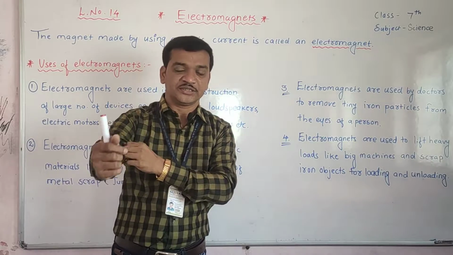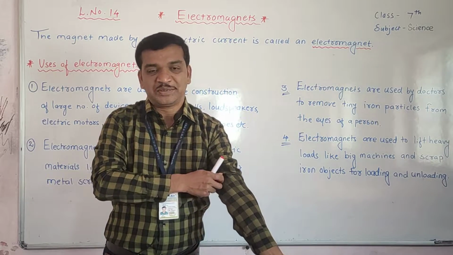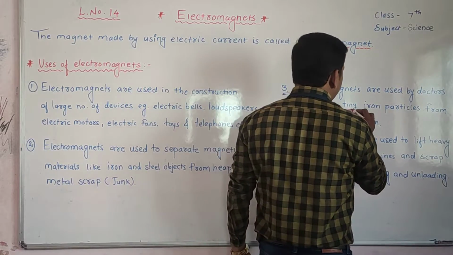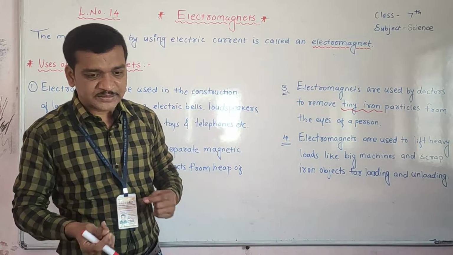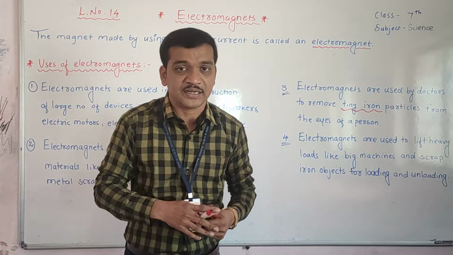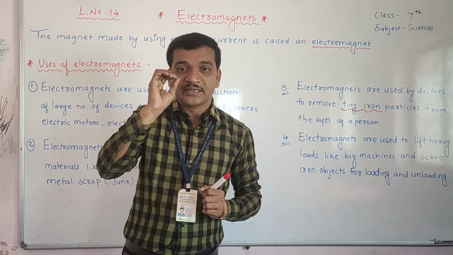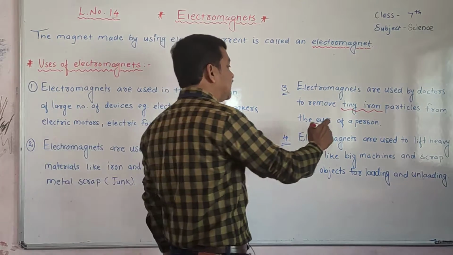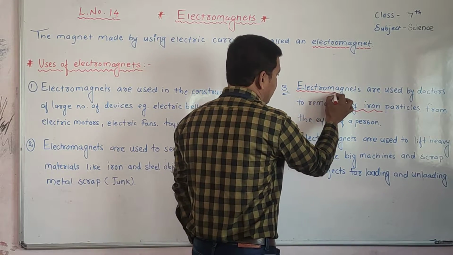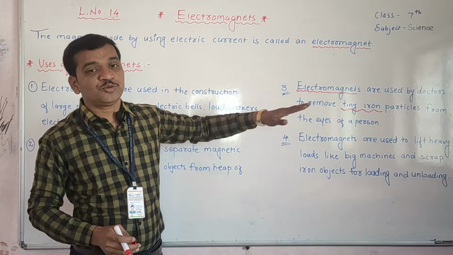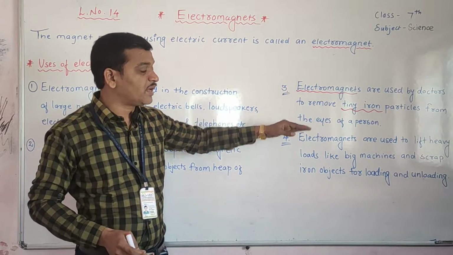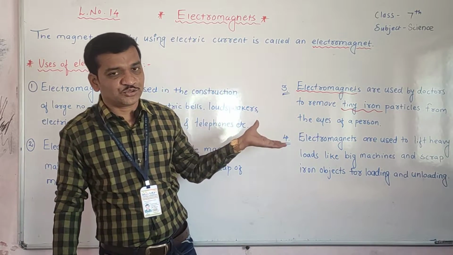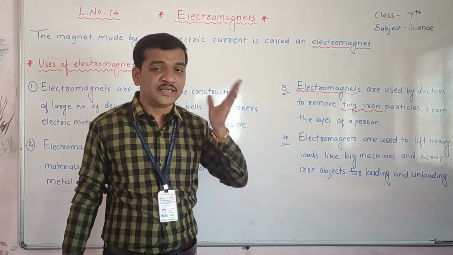Next point, that is the third use of electromagnets. Electromagnets are used by doctors, especially eye specialists, to remove tiny iron particles. Sometimes a small tiny iron particle goes into our eyes. That tiny iron particle can be removed with the help of an electromagnet. So electromagnets are used by a doctor to remove tiny iron particles from the eyes of a person. Clear? So this is the third use.